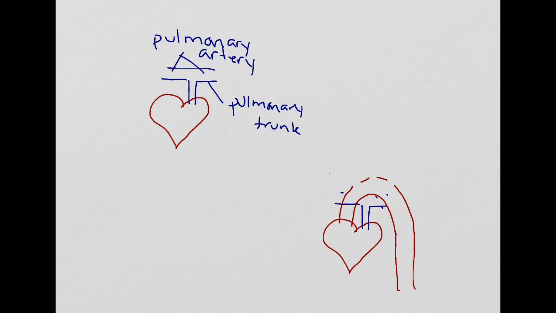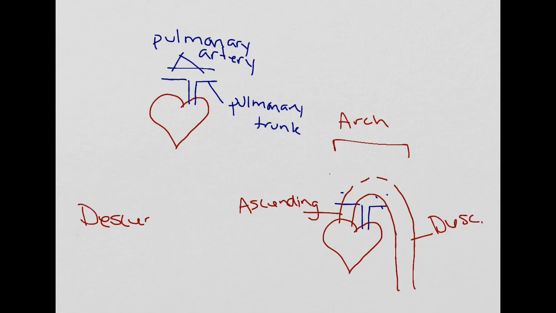Our aorta has multiple different parts of it. We've got the ascending aorta, the aortic arch, and then the descending aorta. And for the descending aorta, it's got more specific names depending on where we are. If we're in the thorax, so if we're superior to the diaphragm, this is the thoracic aorta, and if we're inferior to the diaphragm in the abdomen, it is the abdominal aorta.